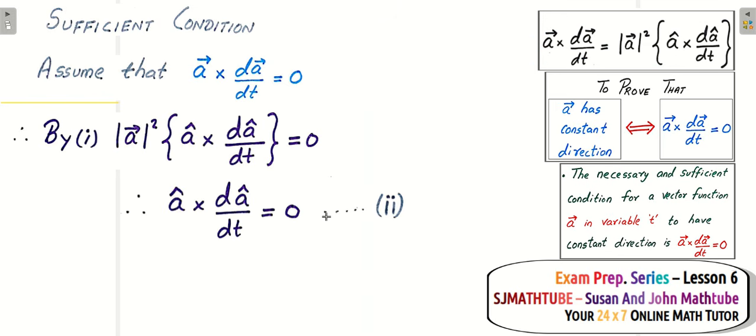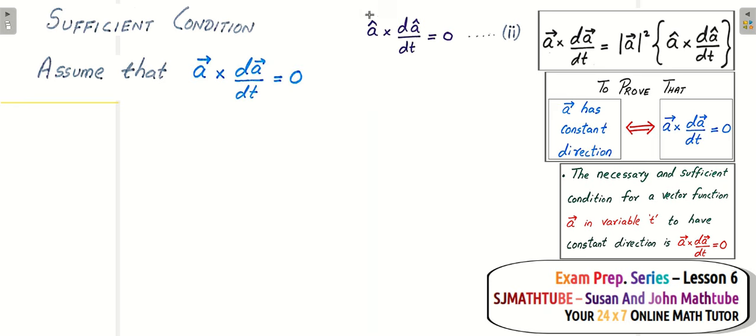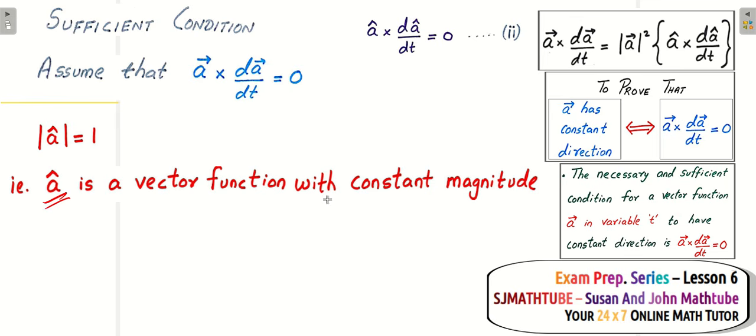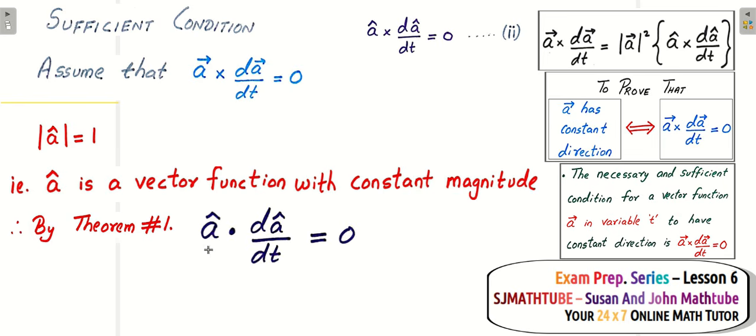Okay, so we get, that is equation number 2. I will keep it here. Now the modulus of a unit vector is 1. That is, the modulus of A cap is constant. So I think it's time to apply the first theorem. The first theorem states that if any vector function has constant magnitude, then the dot product with its derivative will be 0. So by theorem 1, we have A dot dA cap by dt equal to 0.